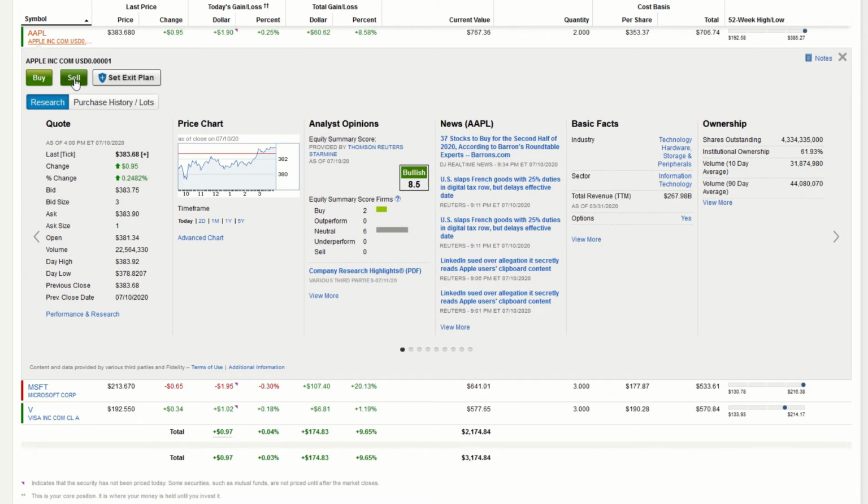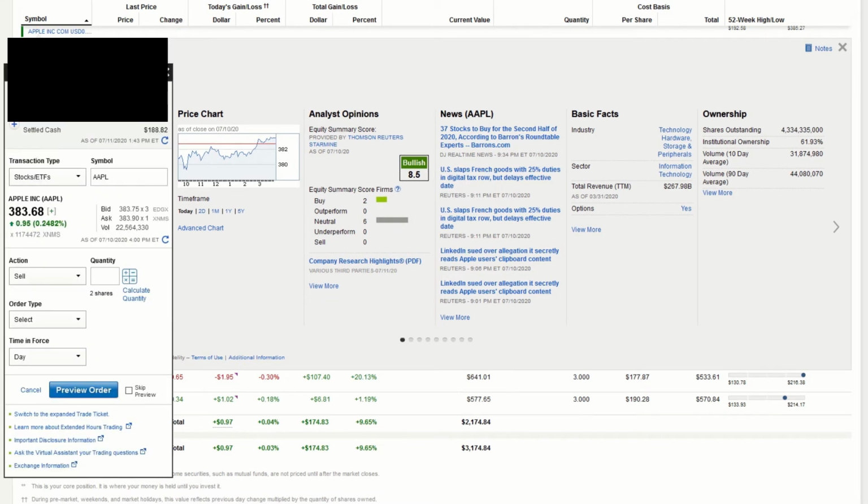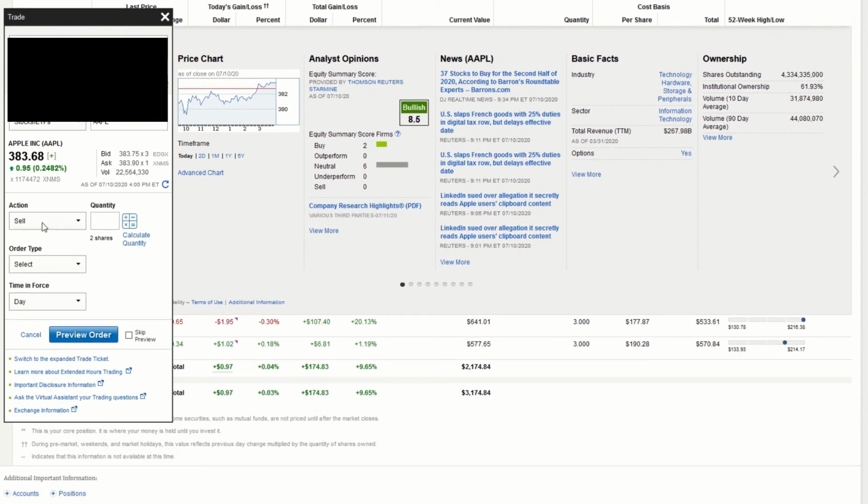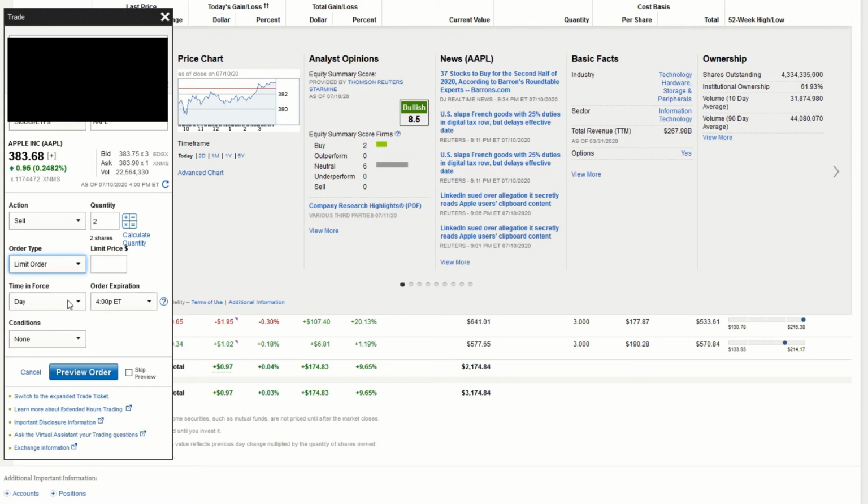So I click on sell. Once again, the trade ticket populates and some of the information is already put in there. So symbol Apple is already filled out, action sell, quantity, and it shows here how many shares we currently own. We currently own 2 shares. So let's say we want to sell all our shares. So we put in 2. Order type, I am going to choose limit order over here.